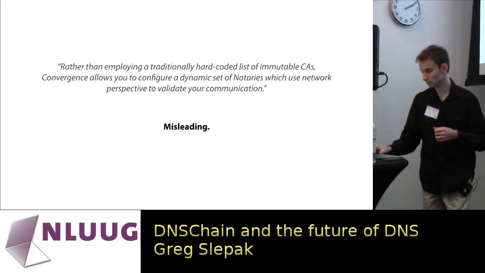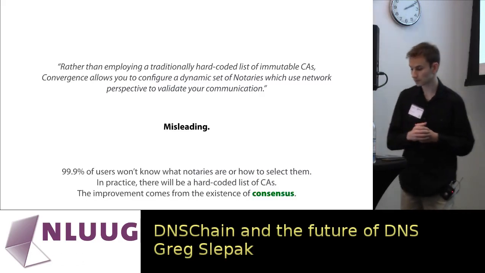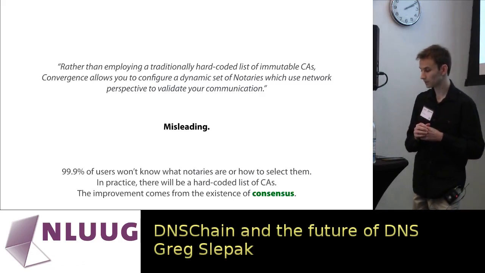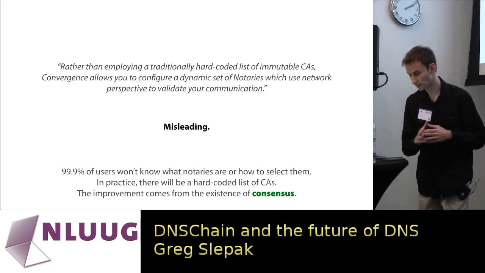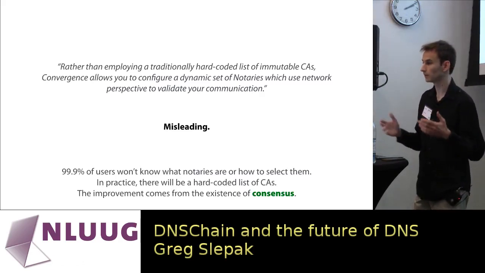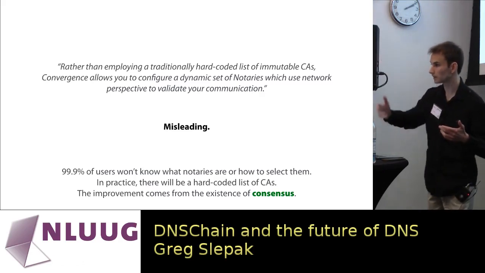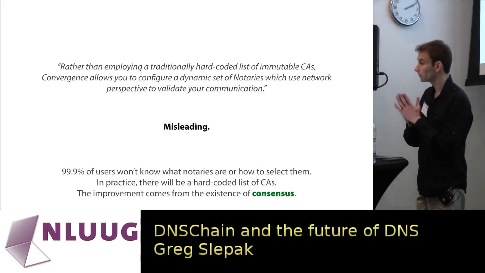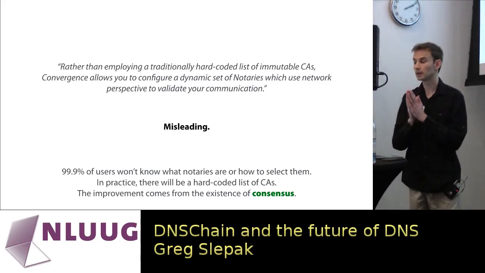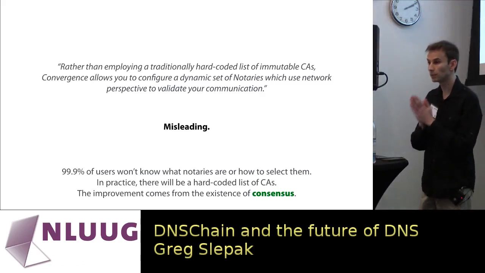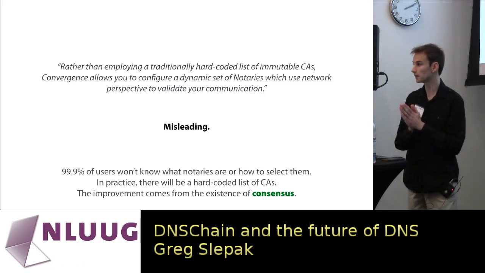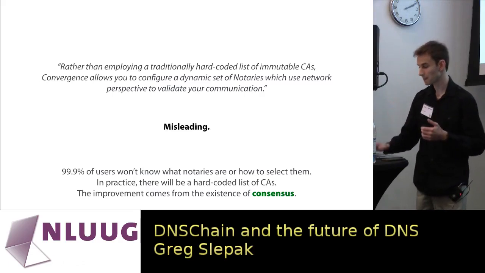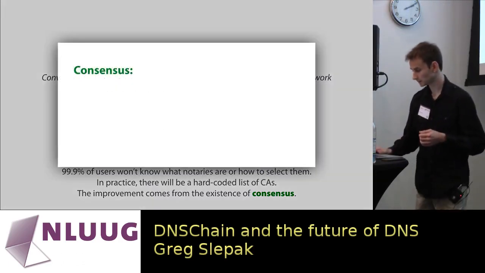That's a misleading statement. Why? Well, because 99.9% of users won't know what notaries are or how to select them. So in practice, this will end up being effectively the same thing. The browser would ship with the list, and users would just have to go along with it. But the real improvement in Convergence comes from the fact that it employs consensus. And this is a concept that I'm going to spend a lot of time trying to ram into your heads today. So what is consensus?